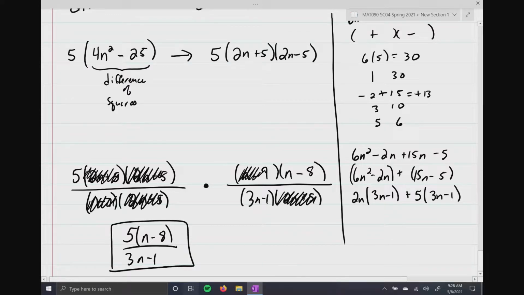So when everything is all said and done, your final result is going to be, I'm sorry, the numerator, 5 times the quantity of n minus 8. And I'm typing this in because I forgot to show you this the other day. I want to make sure everyone knows about this. I think you already do, but I need to go over it. Over 3n minus 1. Okay?